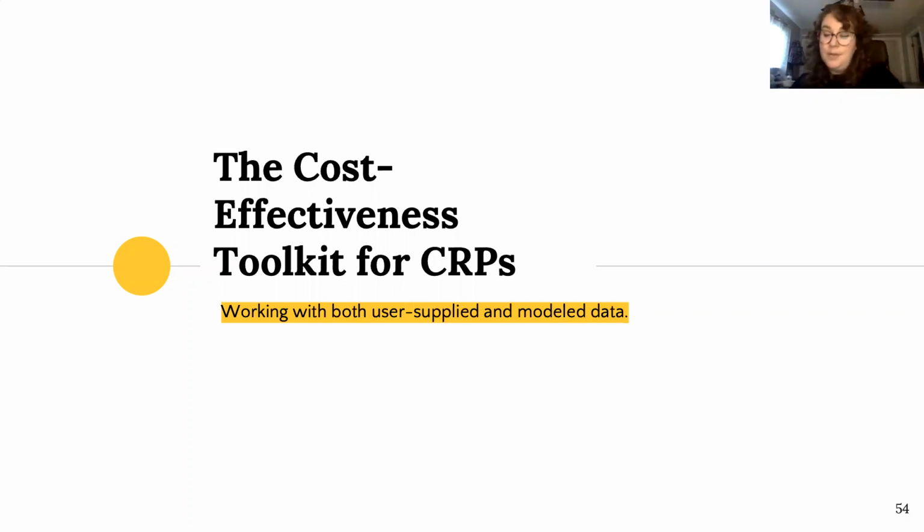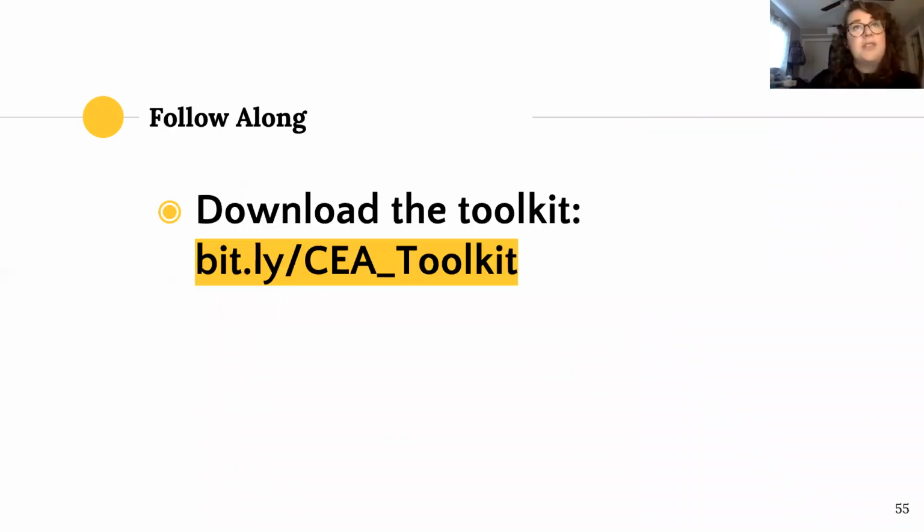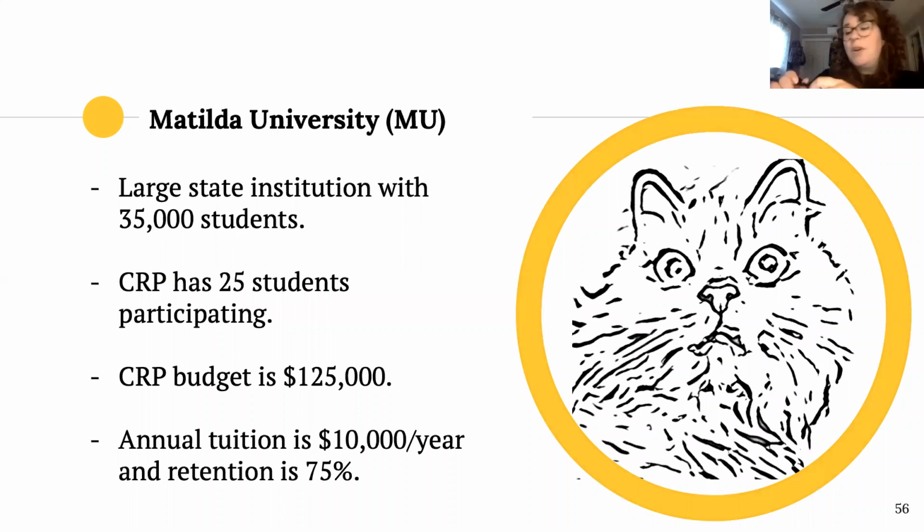So again, there's the link to download it. We're going to walk through an example with Matilda University. Matilda's my cat. That's her picture. It's a large state institution. We've got 35,000 students. The CRP has 25 students. The CRP's budget is $125,000 a year. Annual tuition is $10,000 a year. Retention rate is 75%.